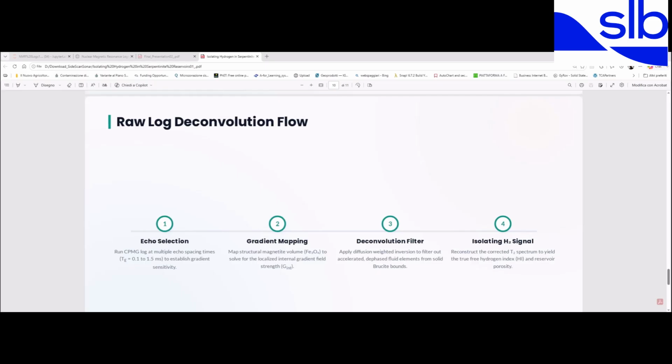So if you are able to isolate the volume of magnetite and the volume of fayolite, you are sure which will be the production rocks of hydrogen inside serpentinite rocks. And so you make a prediction of the life of the reservoir, a prediction of the life of production of hydrogen. Deconvolution filter: apply diffusion weighted inversion to filter out accelerated dephased fluid elements from solid brucite bounds. Isolating the H2 signal, reconstructing the correct T2 signal spectrum to yield the true free hydroxyl index and reservoir porosity.